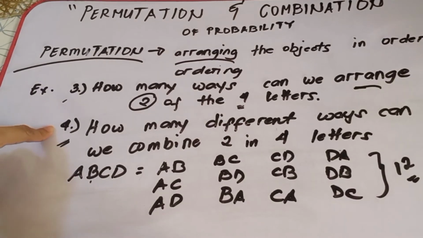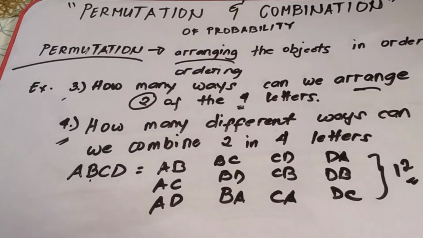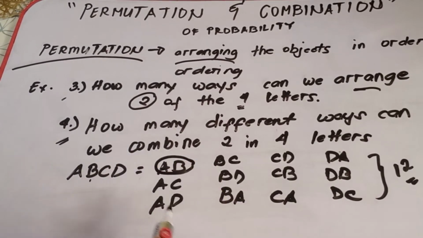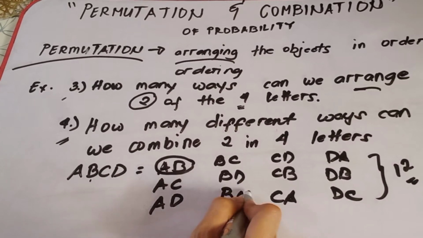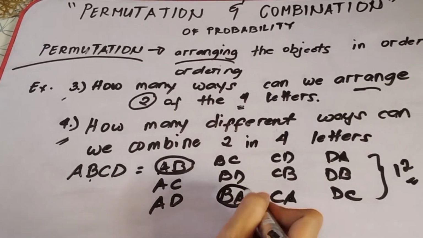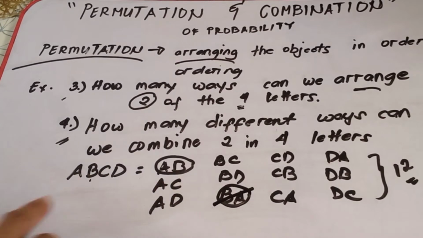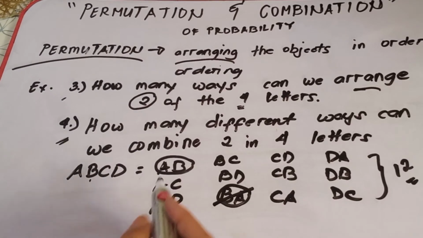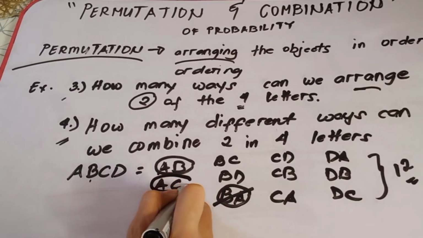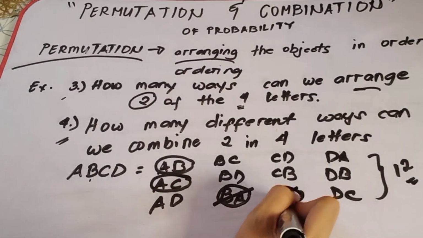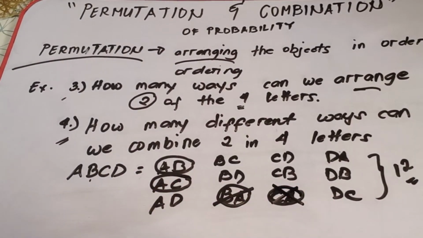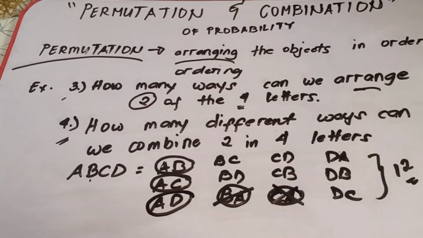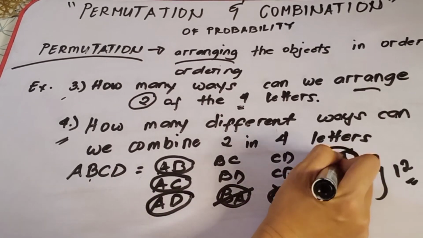So in this example, ordering doesn't matter. That means when we already have AB here, that is also equivalent to BA, so it will no longer be counted. Only AB will be counted because it is a combination. It can be AB or it can be BA. Same thing with our AC. When we already have AC, CA will no longer be counted because it is the same as AC. The same goes for AD. When we take or count AD, DA will no longer be counted.